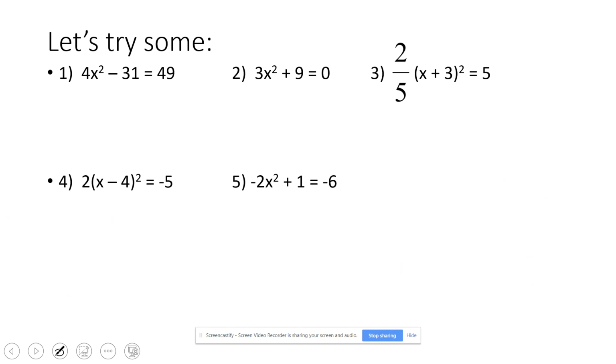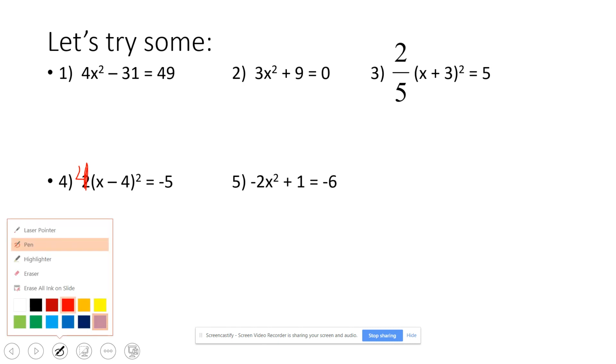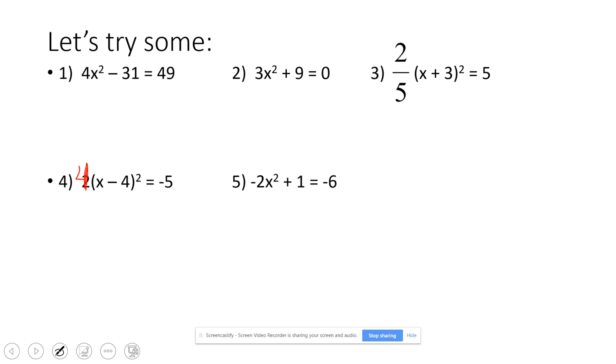All right, example 4. We are going to, again, change that number in front, and I'd like you to change it to a 4. So if we're looking at our backwards order of operations, again, the first thing we have to do is to divide both sides by 4. So we have (x minus 4) squared is equal to negative 5/4.